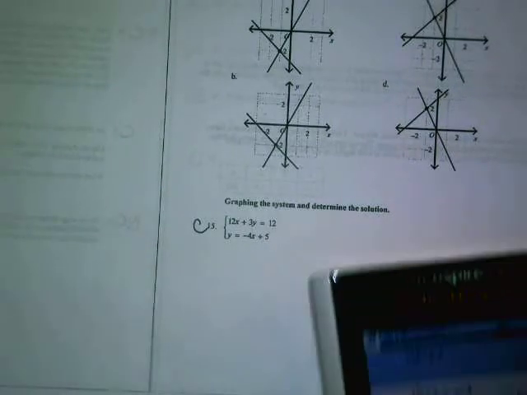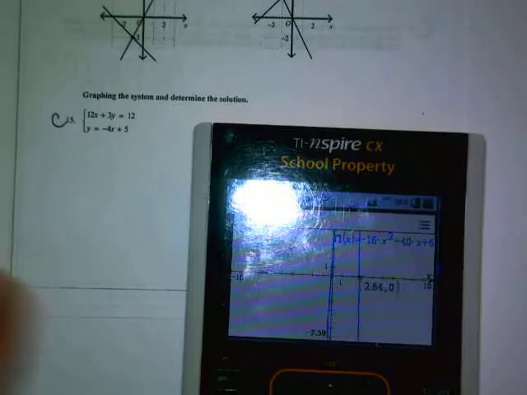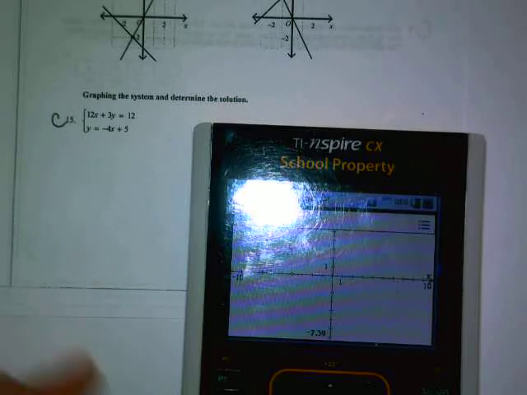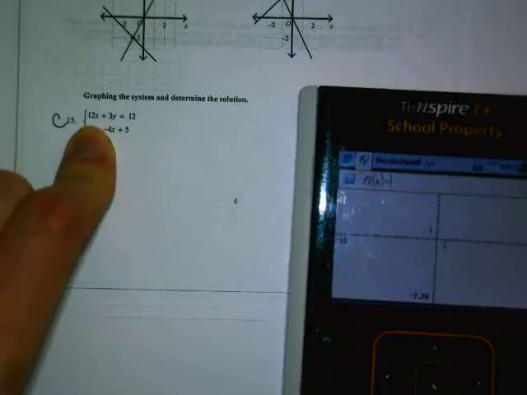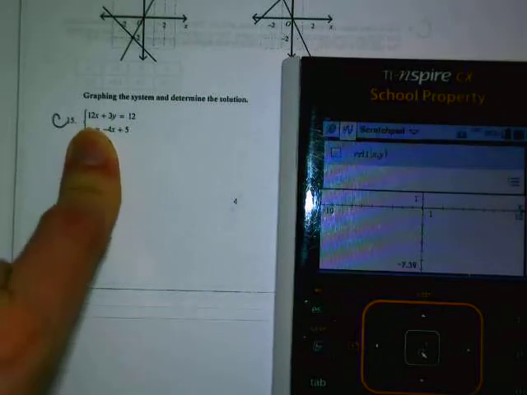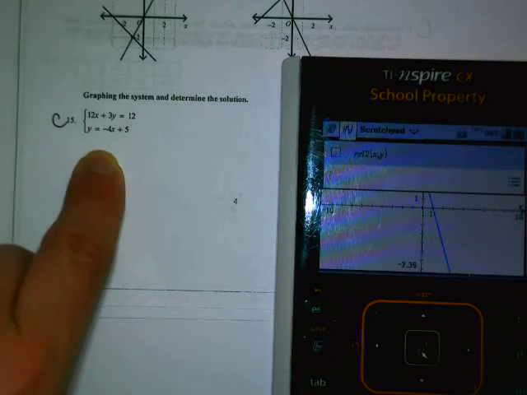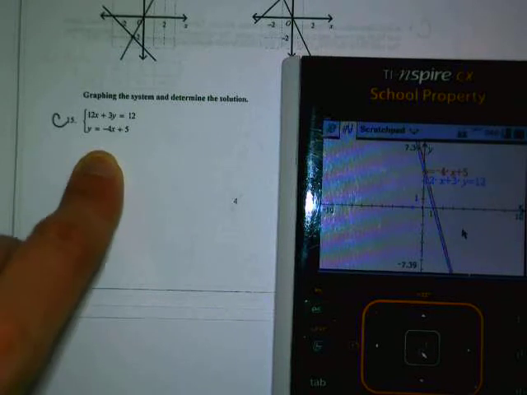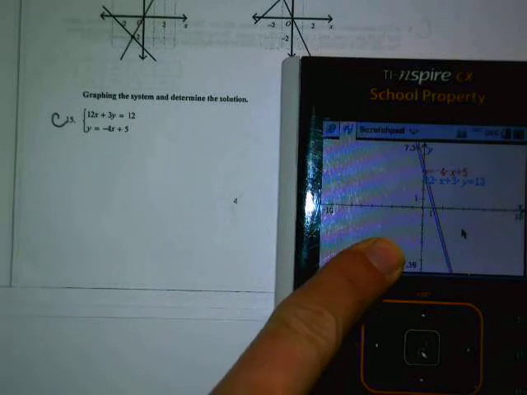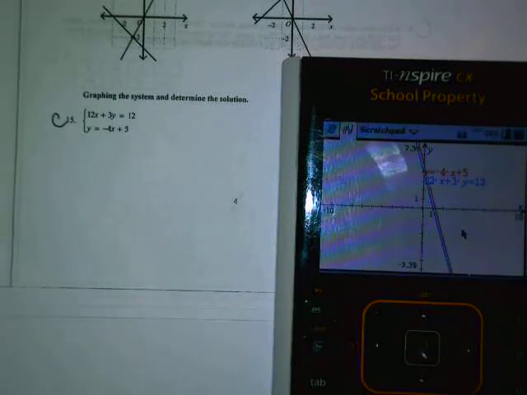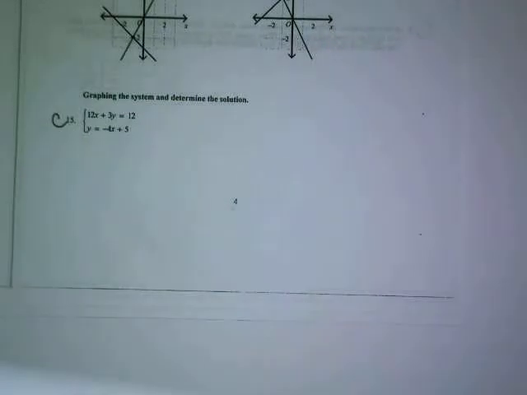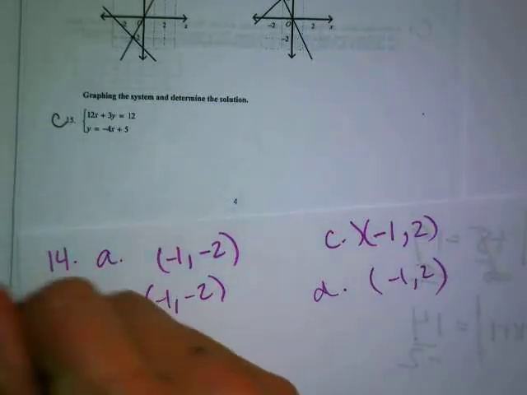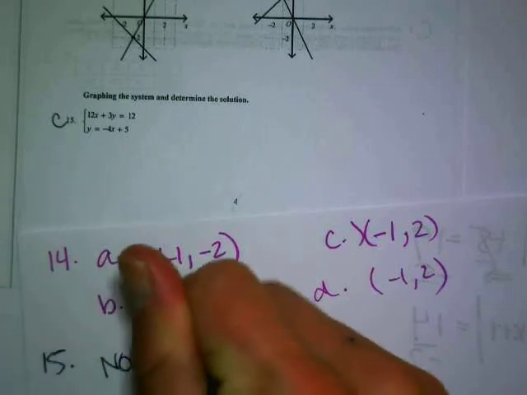On number 15, it says graph the system and determine the solution. This one is a calculator question, so I can use the calculator. Because this is not in y equals, in my calculator I'm going to delete the equal sign. I'm going to go down to relation, and then I can type anything in. 12x plus 3y equals 12. Hit enter. Press tab. And then this one is y equals negative 4x plus 5. Hit enter. If you look at your 2 lines, I know it's kind of hard to see, but they are parallel. So what does that mean about the solutions? There's no solution. Parallel lines have no solution.